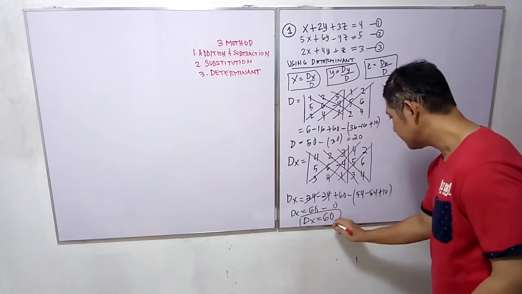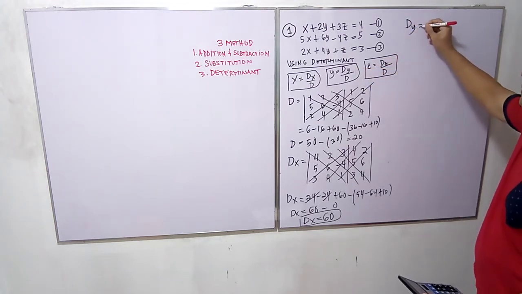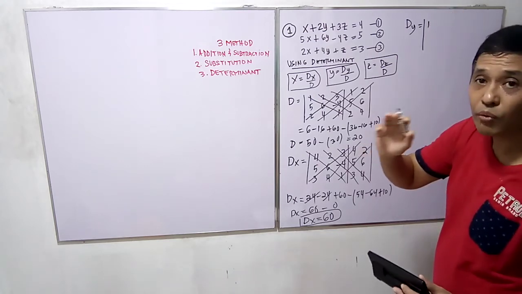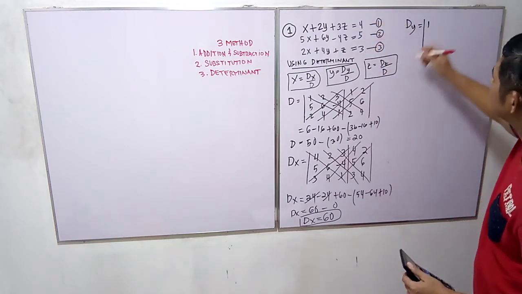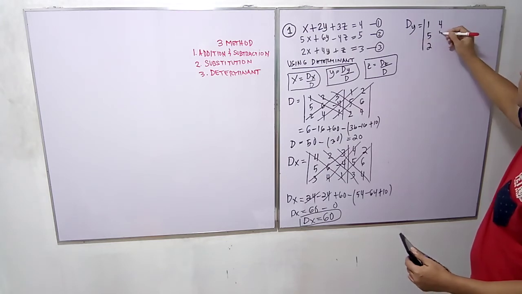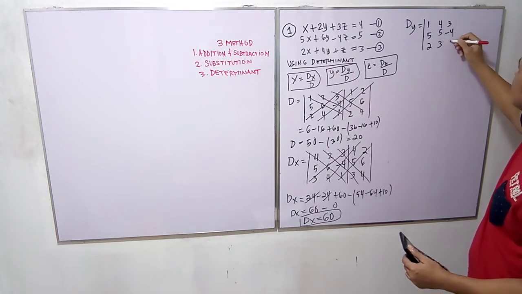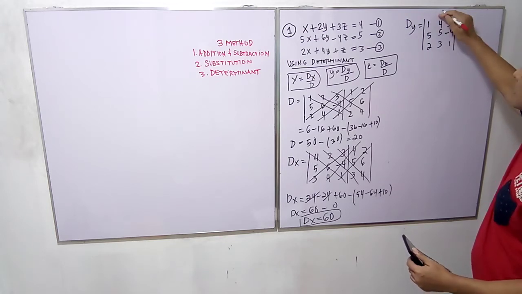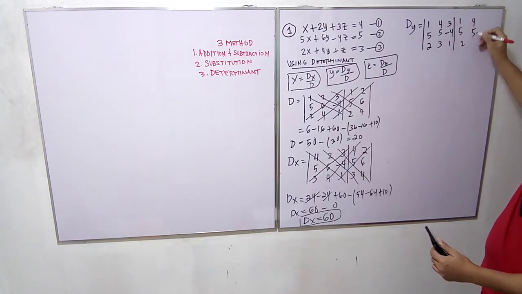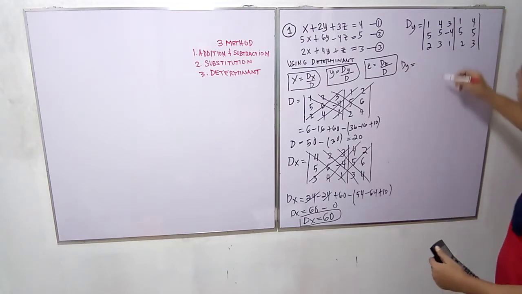Okay. Isa na, no? Punta naman tayo ng dy. Dalawa na lang, no? dy is equals to, ihahalili natin sa coefficient of y term yung constant na 4, 5, and 3. 1, 5, 2, then 4, 5, 3, then 3, negative 4, saka 1. Tapos gagayahin lang natin to, no? 1, 5, saka 2, then 4, 5, saka 3.